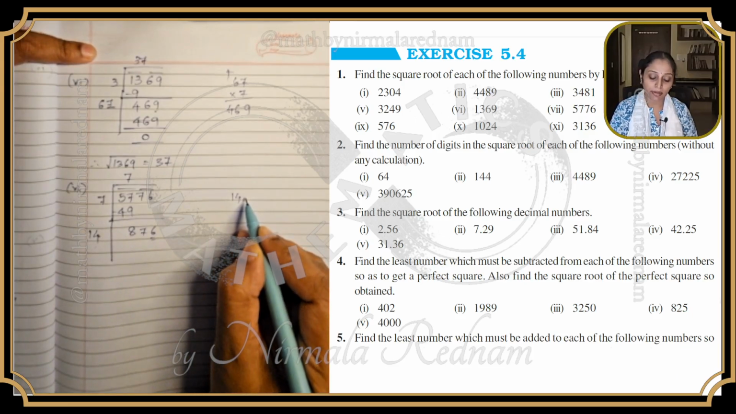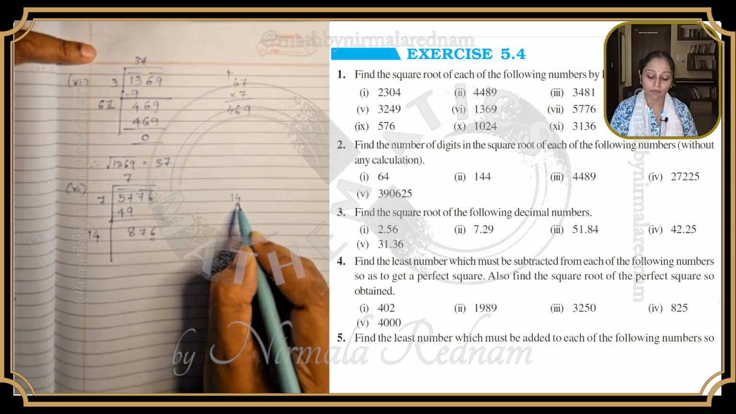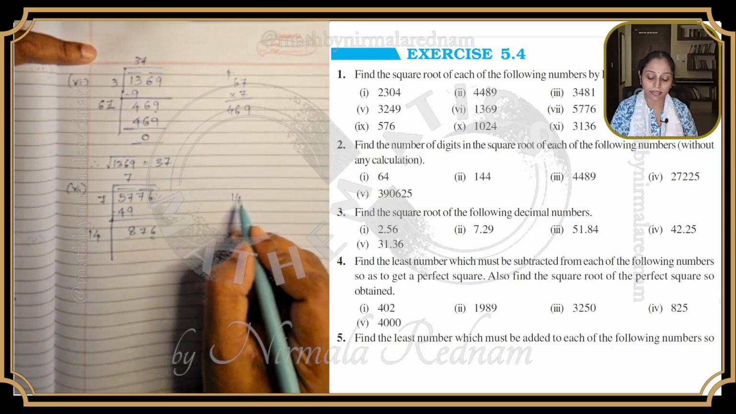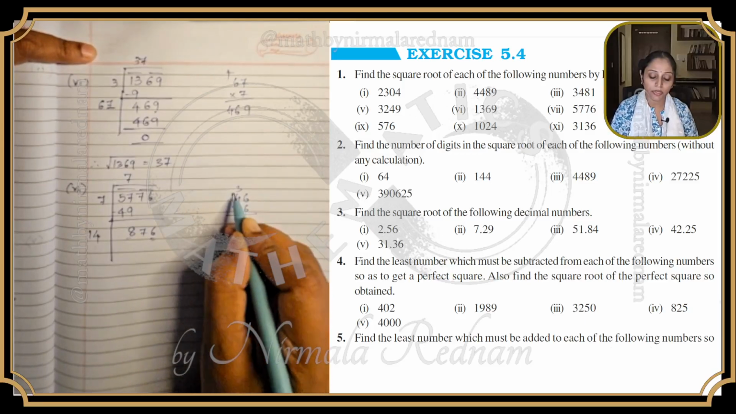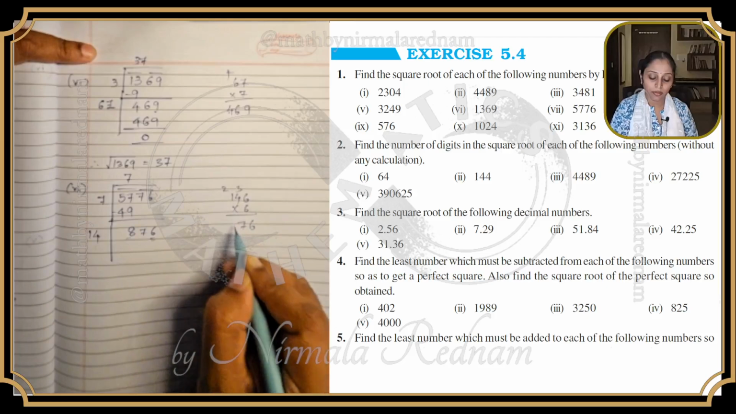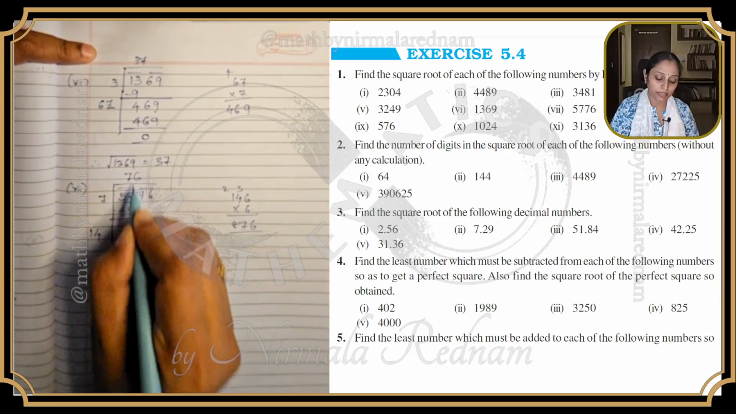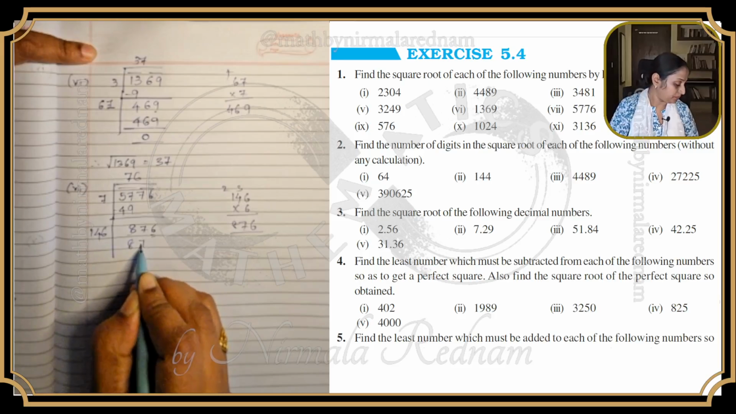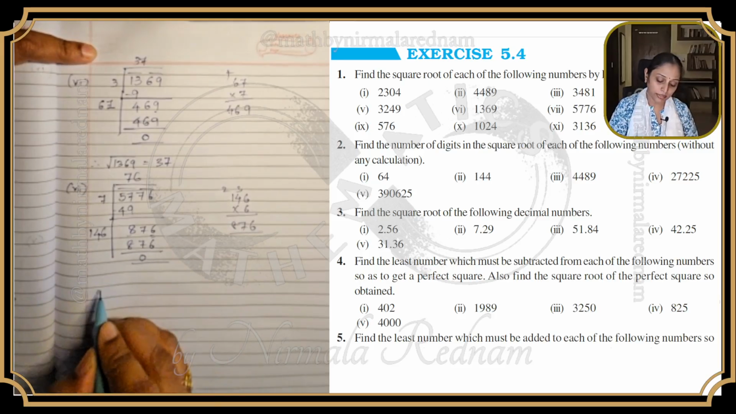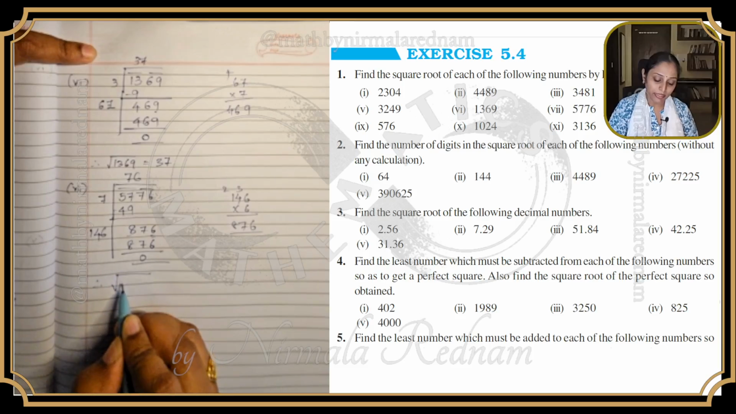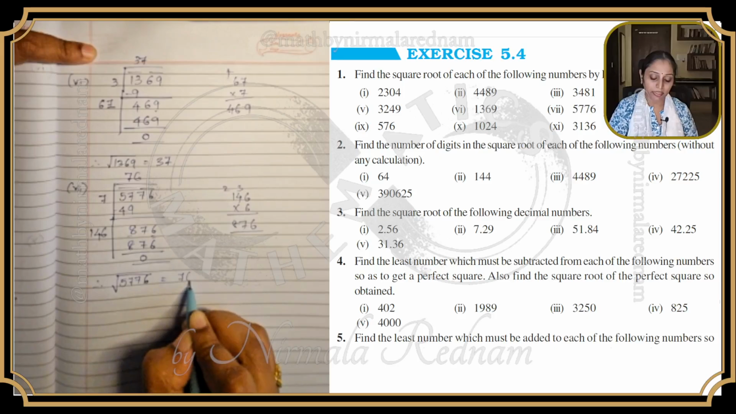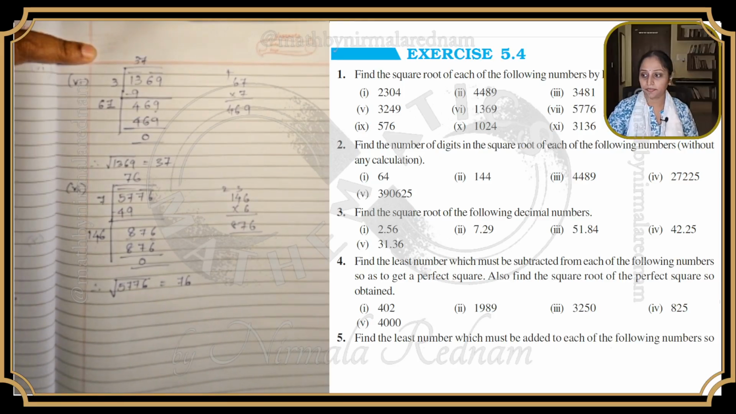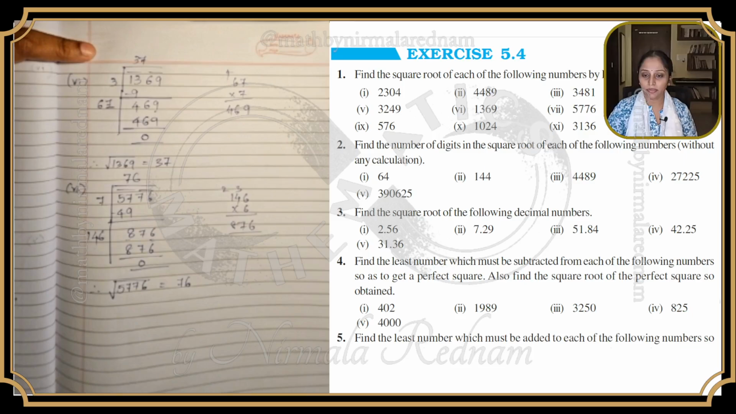So let me check 6 because 144 is too small for 800 something. So I'm going to check 6. 36, 24, 27, 88, 76. So 6 is going to work for me. So the answer is 76. The square root of 5776 is nothing but 76. Let's look at the 8th question.